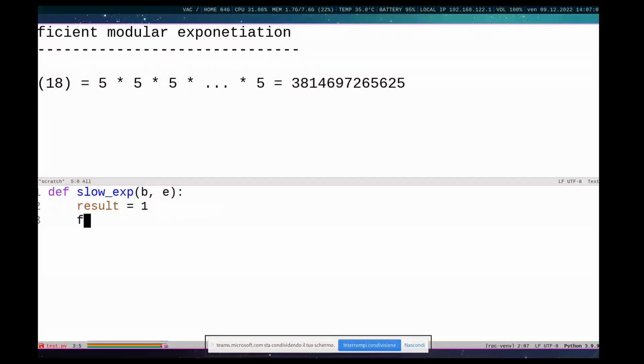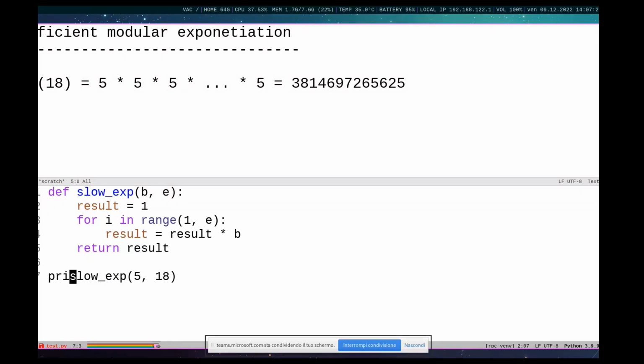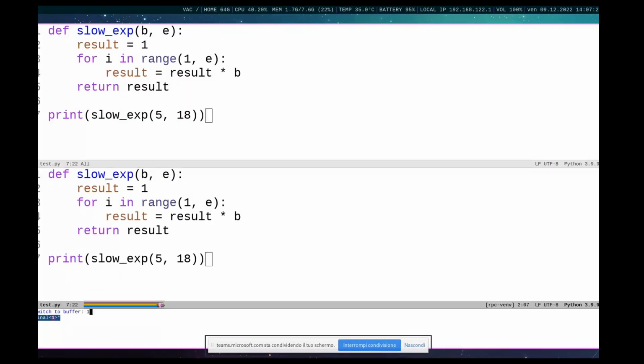And then what do I do? Well, I do a for loop for e in range from 1 to e, which is my exponent. I do result equals result times the base. So I multiply by the base this many times, and then I simply return result. This is an implementation of our computation. If we print this, I'm going to try to execute this script.